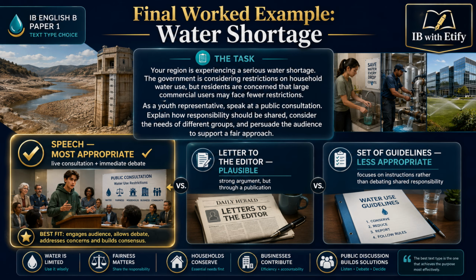Your 3 choices are speech, letter to the editor, or set of guidelines. Which one is most appropriate? The speech. You are participating directly in a public consultation. You have a live audience that may include government officials, residents, and business representatives, and your purpose is to influence the debate at that particular moment.